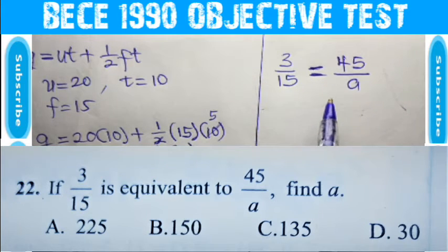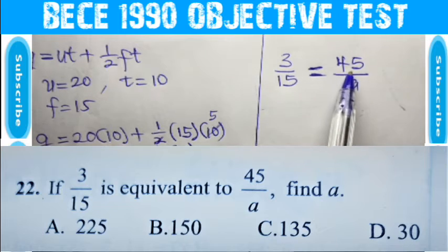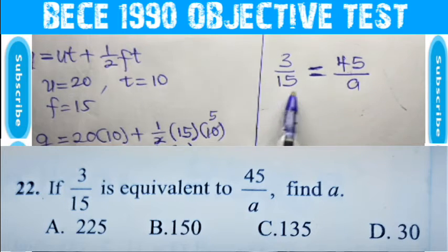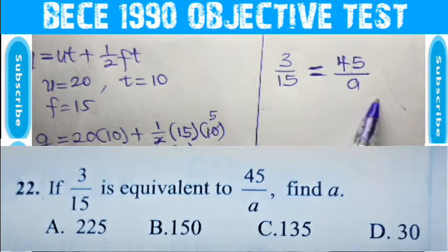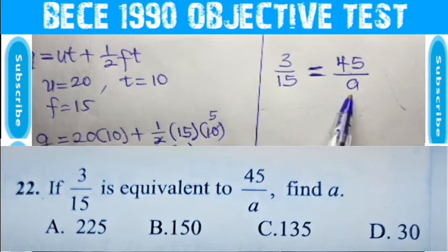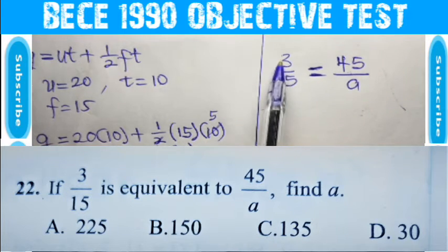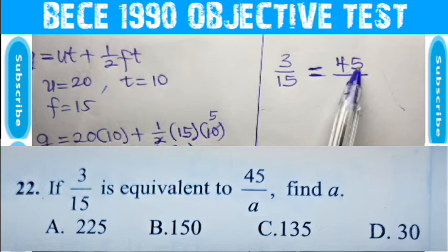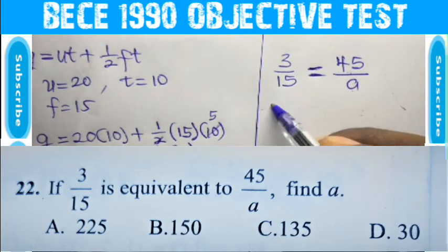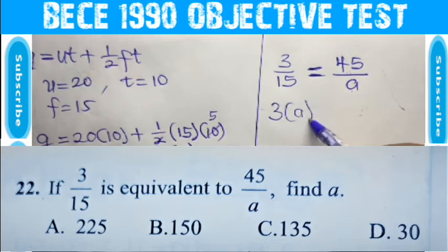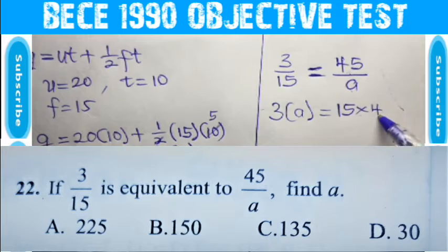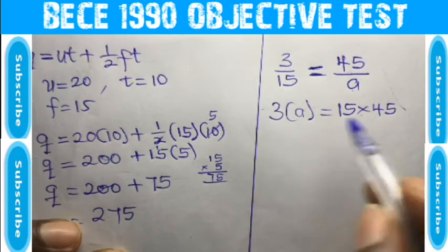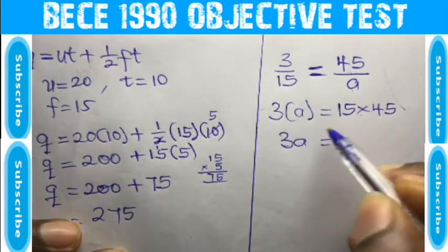That's what we do. Or you find the common factor that was multiplied by 3 to obtain 45, and then you multiply this also by the same common factor to obtain the answer over here. But the best way is for us to cross multiply and then find the value of the variable A. So we cross multiply, 3 will multiply A, and then 15 will multiply 45. So 3 multiplies A, and we equate it to 15 multiplying 45. So 3 multiplies A, we have 3A, and then 15 multiplies 45.